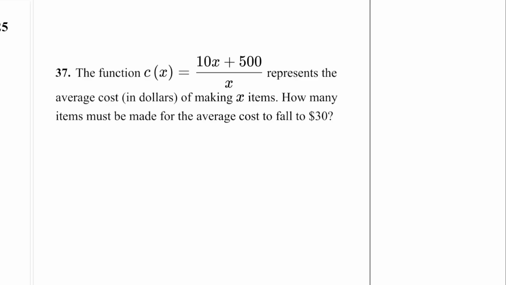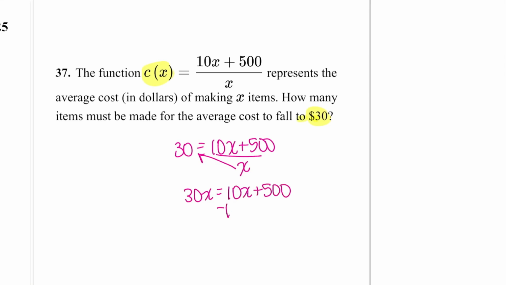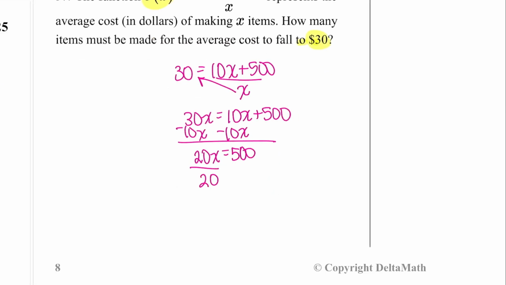Number 37, the function c of x equals (10x plus 500) over x represents the average cost in dollars of making x items. How many items must be made for the average cost to fall to $30? So we're going to replace c of x with 30 and then solve the equation. We multiply over this x to get 30x equals 10x plus 500. Then we can subtract 10x from both sides, so 20x equals 500. Now we can divide both sides by 20. So x is 25.